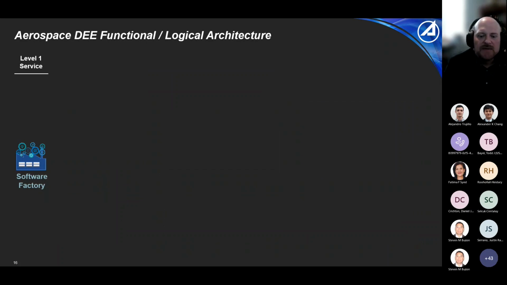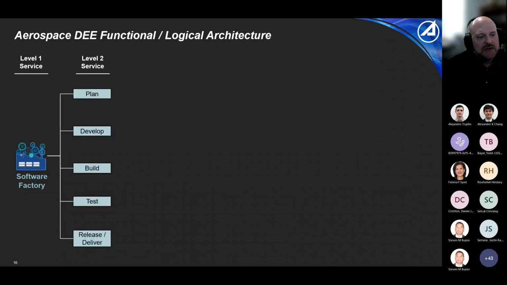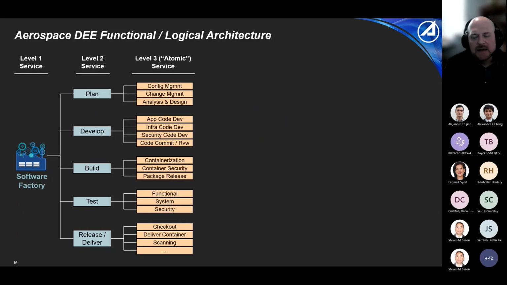Now, here's an example of decomposition of one of these top level services, in this case, Software Factory, through a couple of levels. So level 1 is the Software Factory. Level 2, we have these functions of plan, develop, build, test, and then release and deliver. And this is actually very closely aligned with the DoD Enterprise DevSecOps, which I think is a good framework for this. Then we decomposed again into this level 3. And for plan, we have configuration management, change management, analysis and design, and so on for each of these level 2 services. There's decomposition shown here. And in this particular case, we stopped.